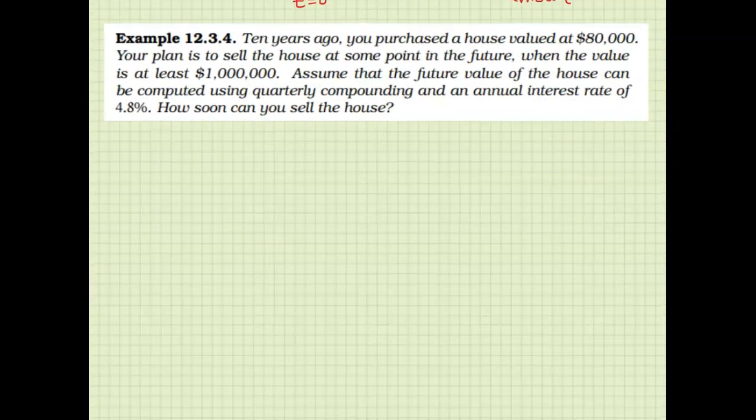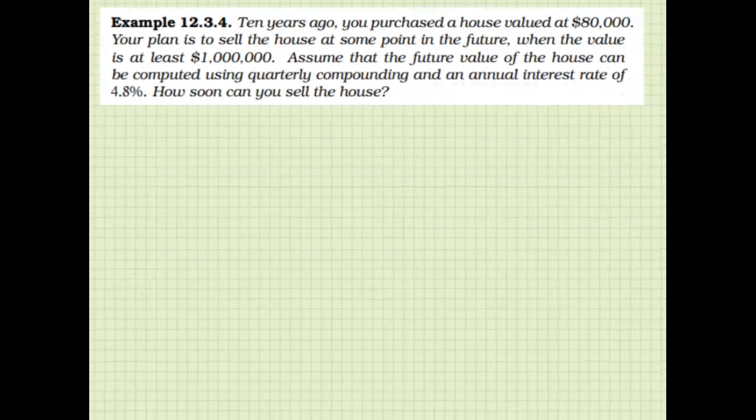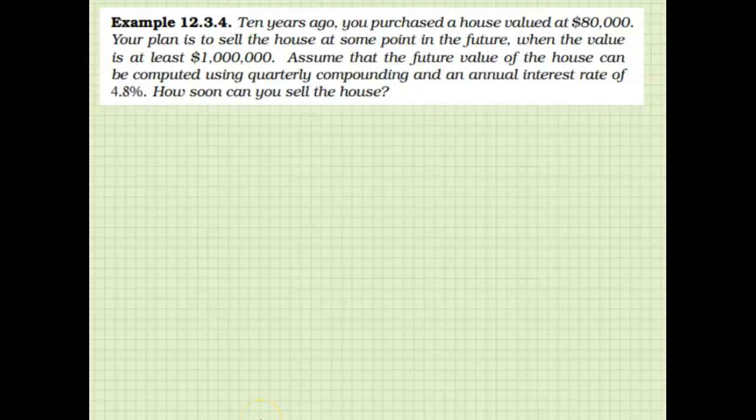Okay, lots of stuff with money. But there's natural things like growth and decay of organisms, bacteria, radioactive decay with chemicals, but a lot of it that's very applicable is financial things. 10 years ago, you purchased a house valued at $80,000. Your plan is to sell the house at some point in the future when the value is at least $1 million. Assume that the future value of the house can be computed using quarterly compounding with an annual interest rate of 4.8%. How soon can you sell the house?